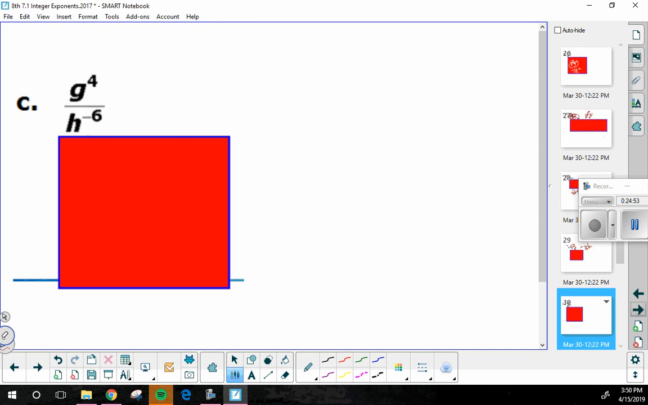All right, look at this one. The G, move, stay, or go away. The H, move, stay, or go away. Yes. So our answer is going to be G to the 4th, H to the 6th. Technically, we could put a 1 on the bottom, but why write extra, right?